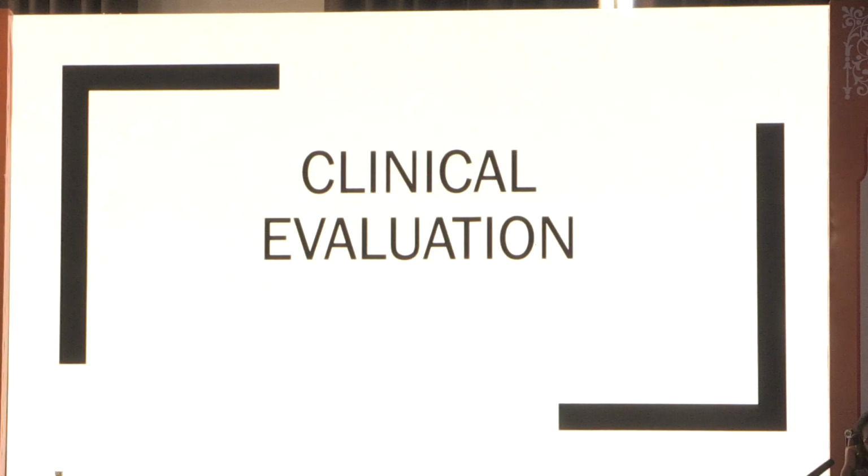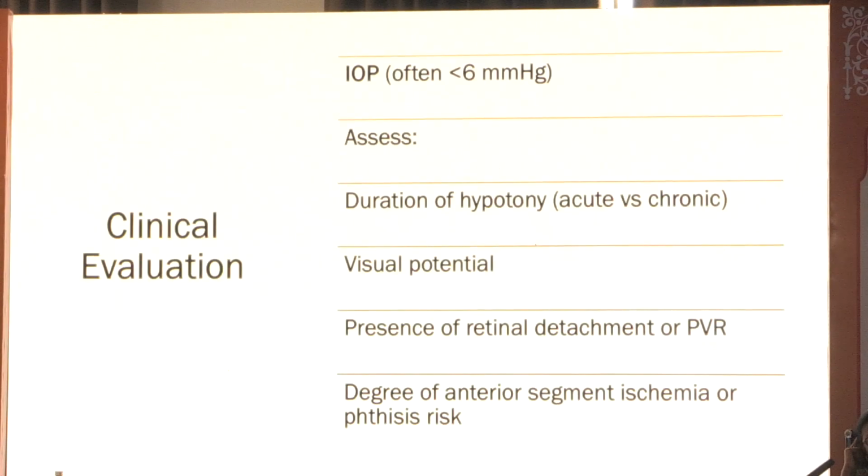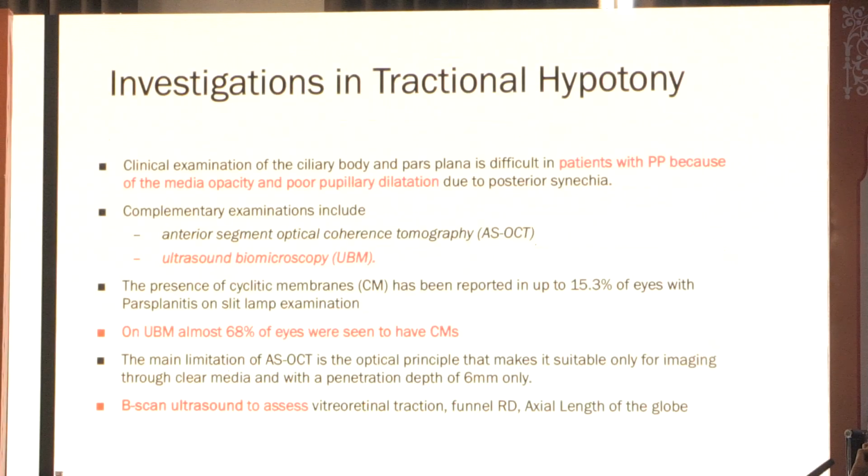So most important, before you start management, is clinical evaluation. Look at the intraocular pressure, and like discussed earlier, look at the visual potential, not just go by the number. It's not the number that helps you decide whether you're going to intervene or not. Equally important to know where not to intervene as well. Investigations, usually three are the most important.